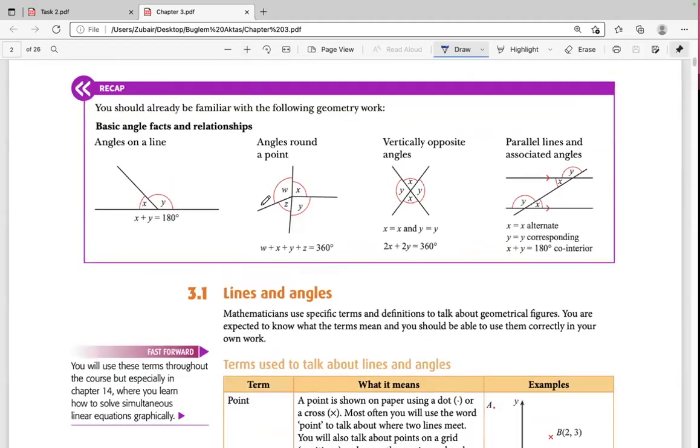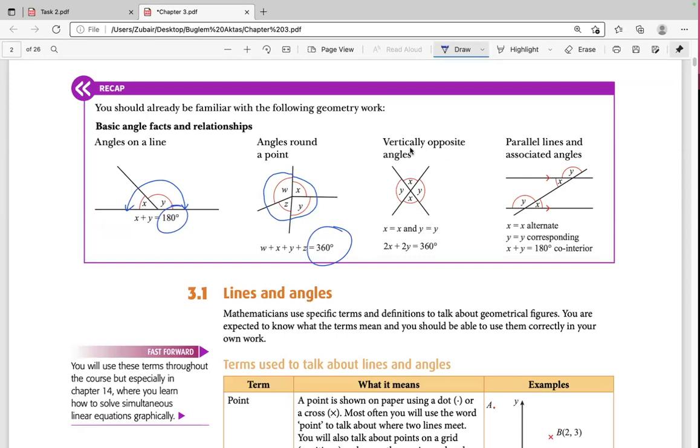What is the total sum of angles of a circle? Sum of angles? If I add all these four, 360? Correct. And a straight line is 180? 180. So the basic recall is x plus y is 180, and x plus y plus z plus w is 360.